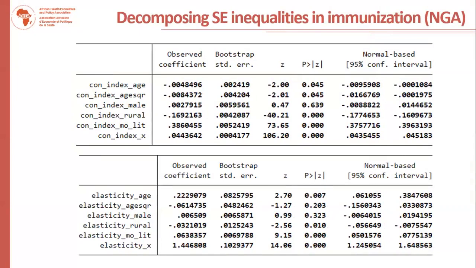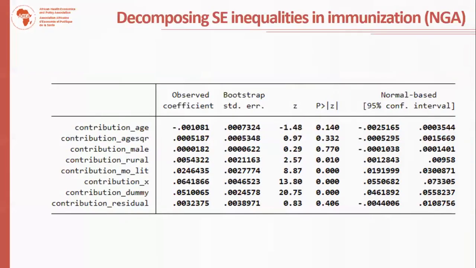For the constituent index, you're going to get the coefficients of the index, the bootstrap, the Z value, the P value, and the confidence interval. It also gives you the same for elasticity, with the same bootstrapping, and it also gives you the same for the concentration. It's going to give you the three tables. So you pick the concentration.